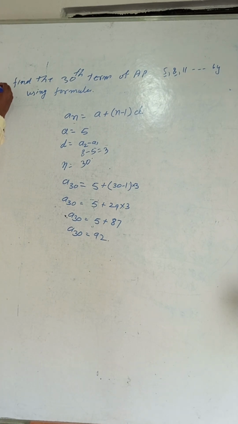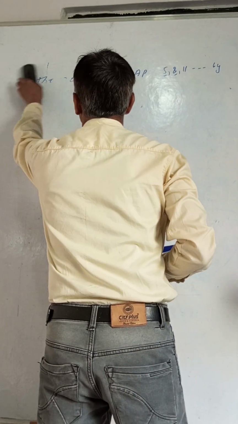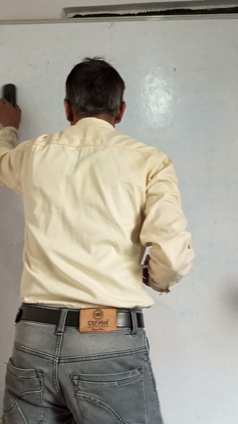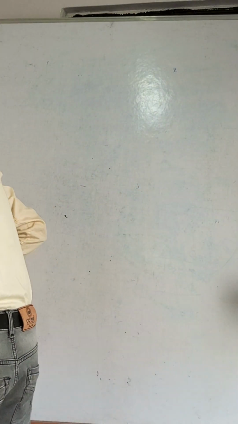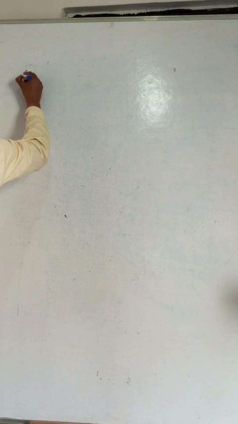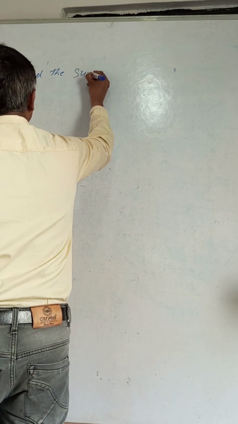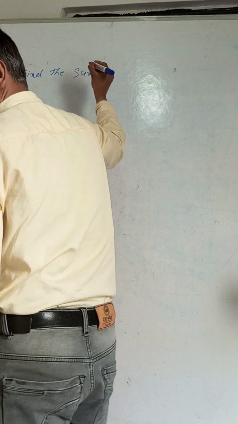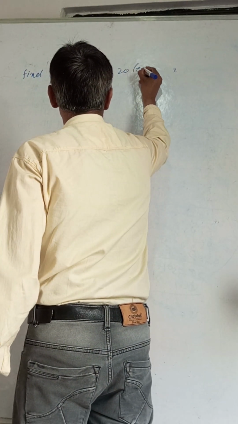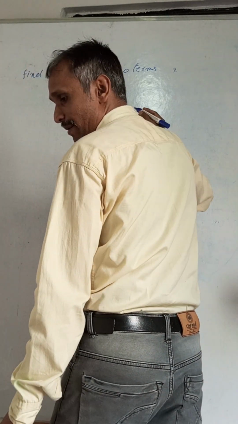Okay, this was question number 18, and we solved it. Next we are going to question number 19, which is given in this paper. Find the sum of 20 terms of an AP.